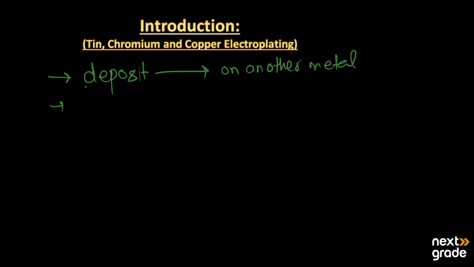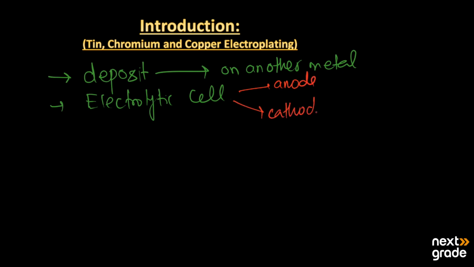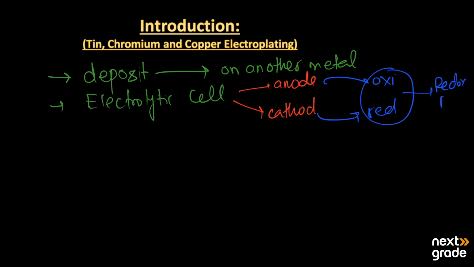That takes place by the use of a specific type of electrolytic cell, and that electrolytic cell consists mainly of an anode and a cathode. At the anode the process of oxidation takes place, and at the cathode the process of reduction takes place. Overall, the process is known as a redox reaction. So how are tin, chromium and copper electroplated over the surface of the other metal?